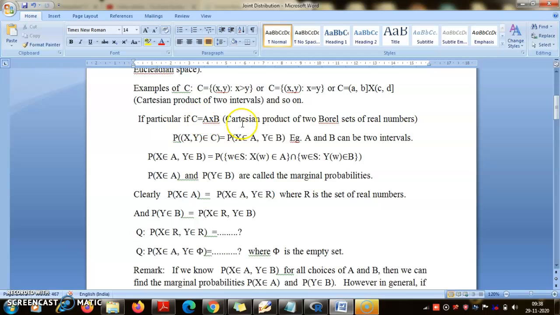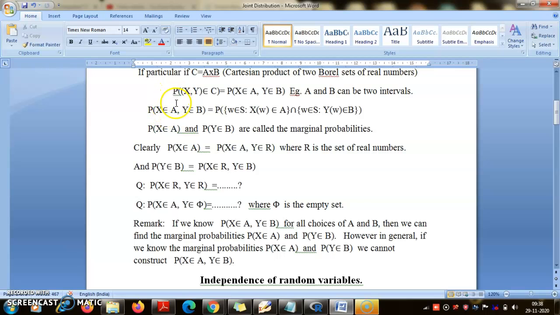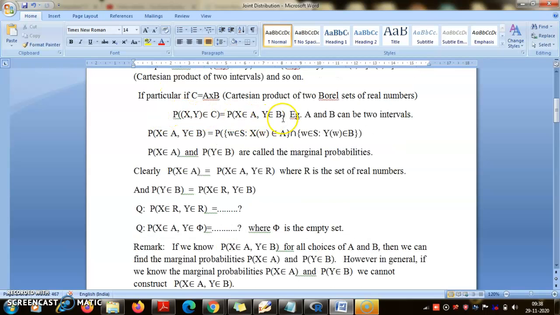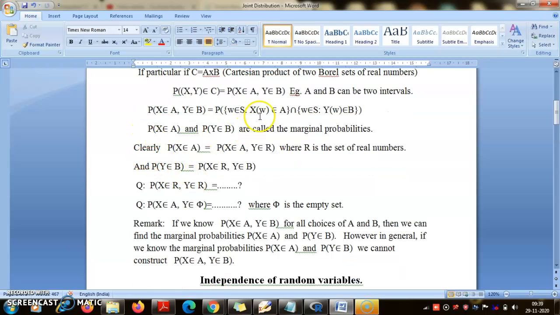So if I take C equal to A cross B, where A and B are two Borel sets of real numbers, then this would reduce to the probability that X is in A and Y is in B. So this comma is actually an intersection. This is a joint statement about X and Y, and therefore this distribution is called the joint distribution. The word joint is coming from this intersection notion. Clearly, here we are talking about two events, X in A and Y in B.